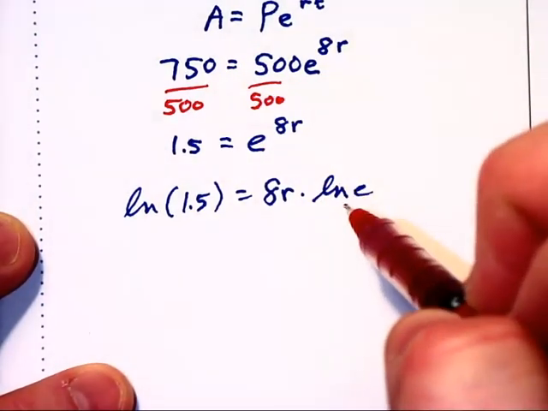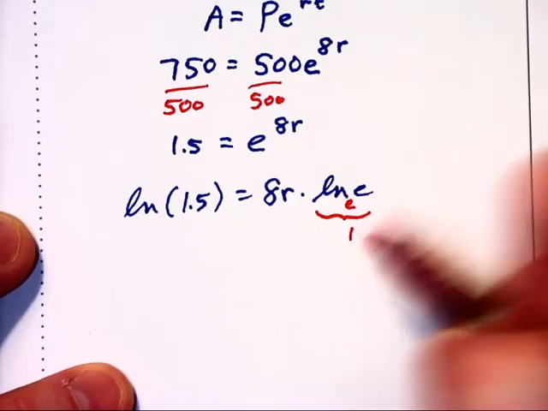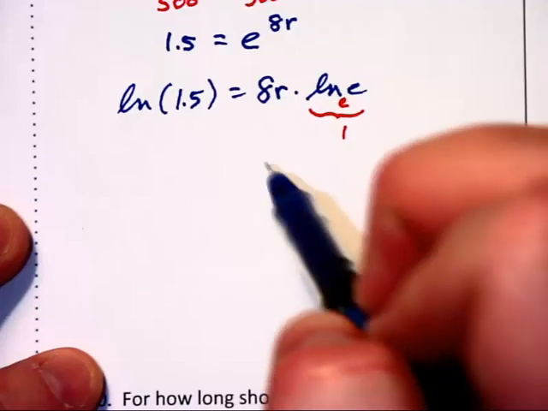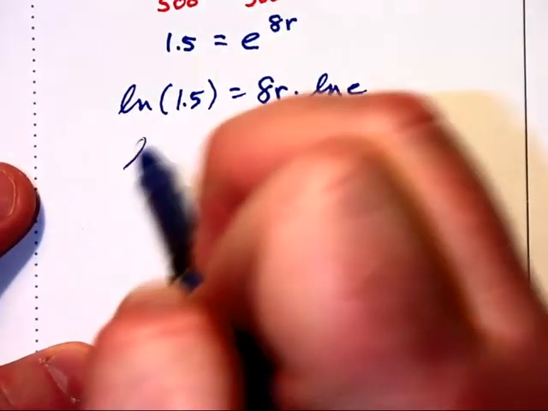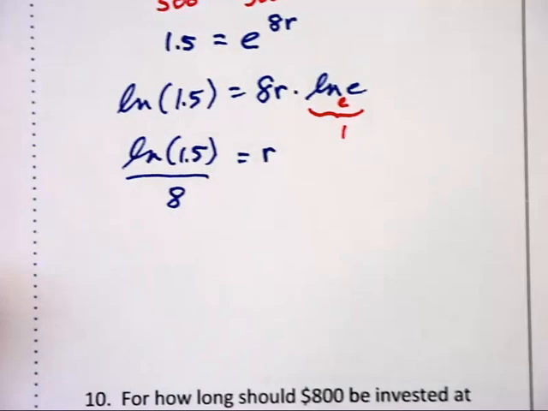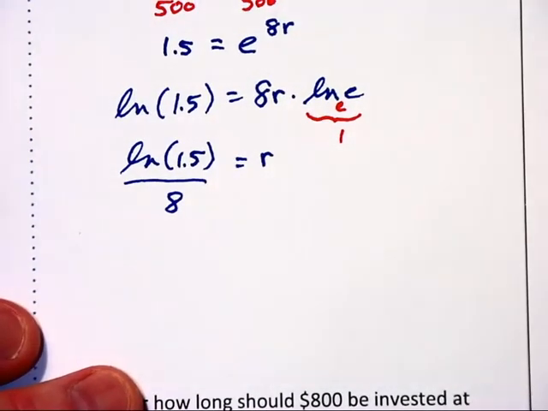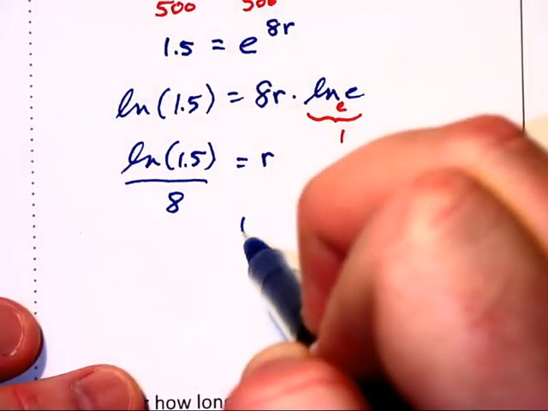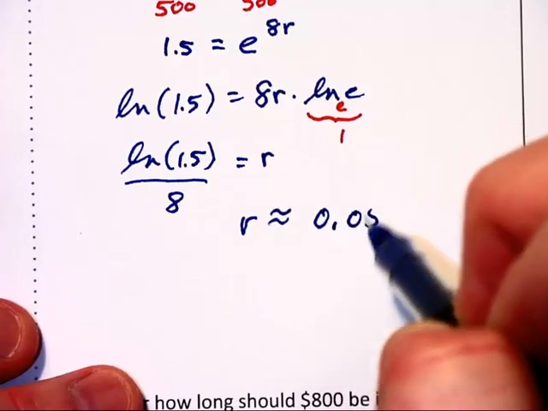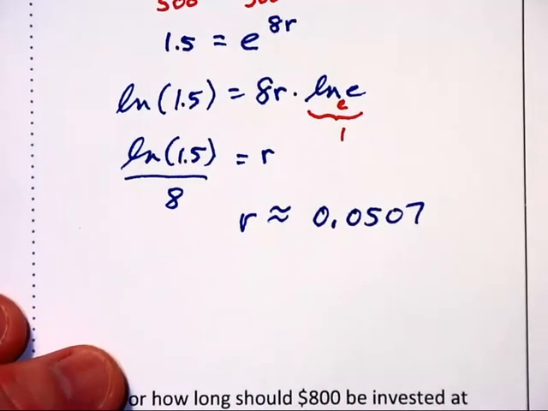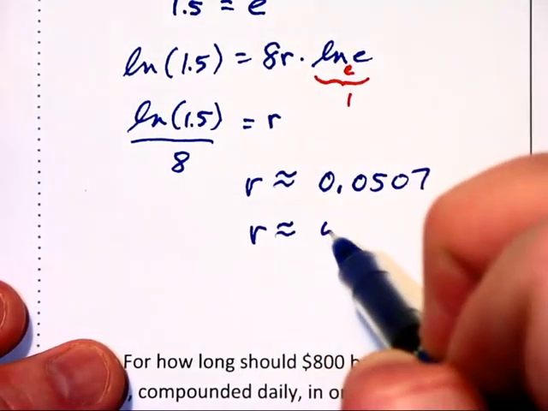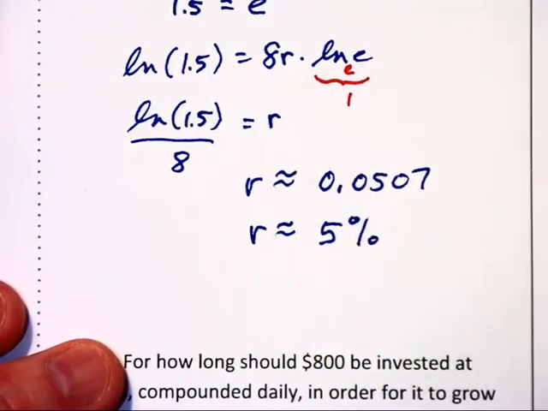Now the natural log of e has a base of e, and this is equal to 1 because e to the first power is equal to e. Dividing each side by 8, we now have the natural log of 1.5 divided by 8. Now that is our exact answer, but we want an answer that kind of makes sense here. So using our calculator, we have r is approximately 0.0507, and in real terms here, this basically means that r is approximately 5%.